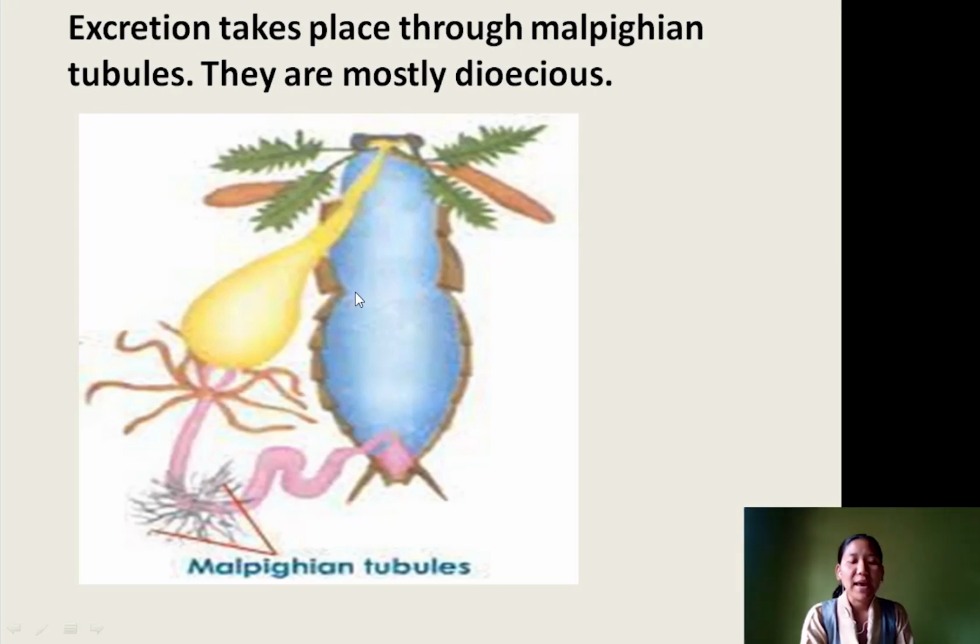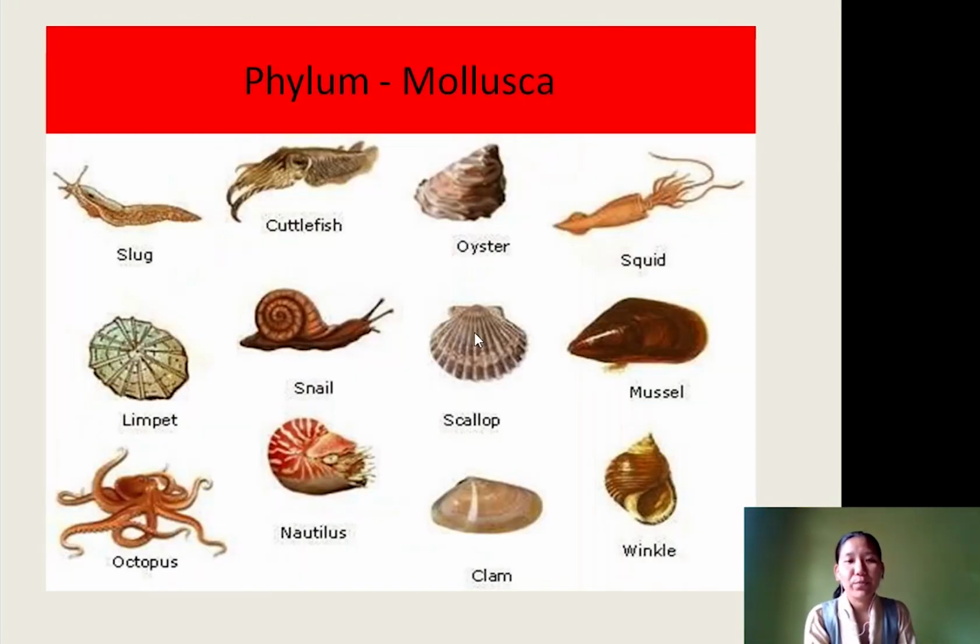Malpighian tubules, and then joins the intestine, and then they are released out along with the excretory waste, out along with the undigested food.